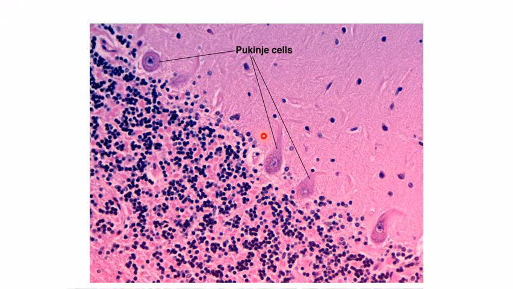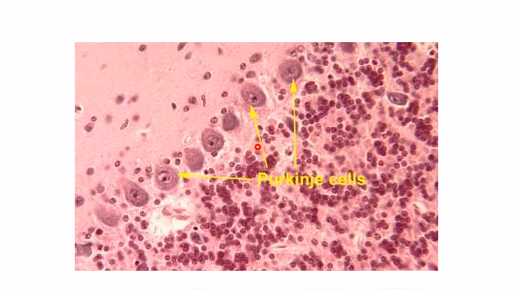Again, dear students, higher magnification of the cerebellar cortex. This is the molecular layer, Purkinje layer, and granular layer. As you can see here, the Purkinje cells are large, piriform, multipolar, arranged in rows. Again, dear students, this is the cerebellar cortex: molecular layer, Purkinje cell layer, and the granular layer.